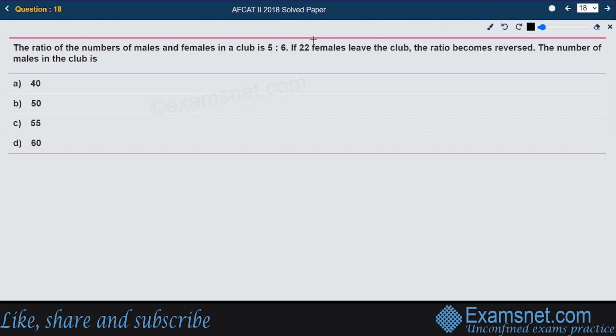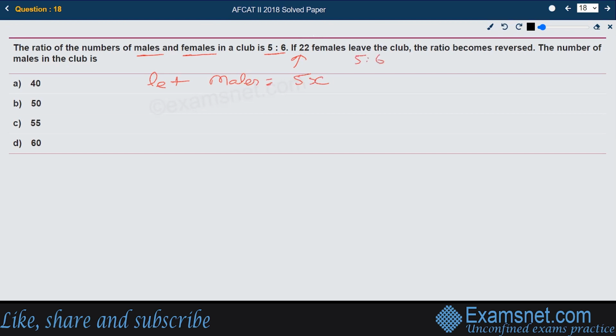So the ratio of numbers of males and females in a club is 5:6. If 22 females leave the club, the ratio becomes reversed. The number of males in the club is? So let us do one thing. Let males be equal to 5x, as the ratio is given as 5:6.